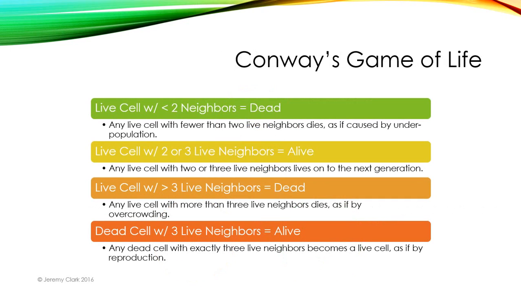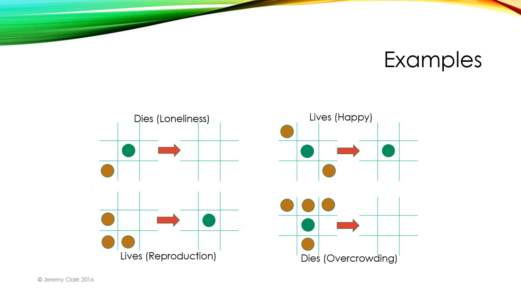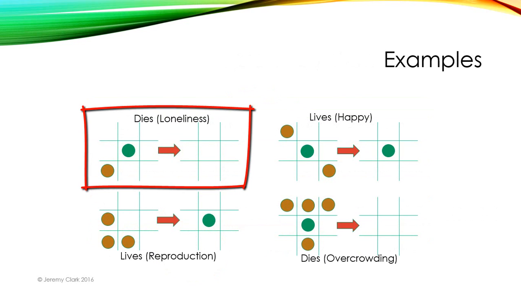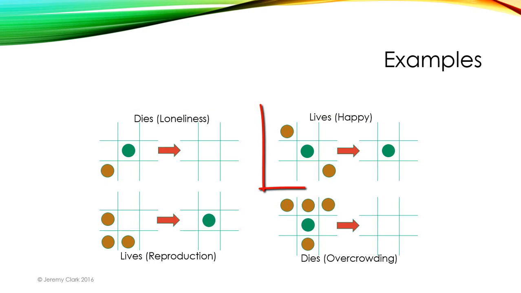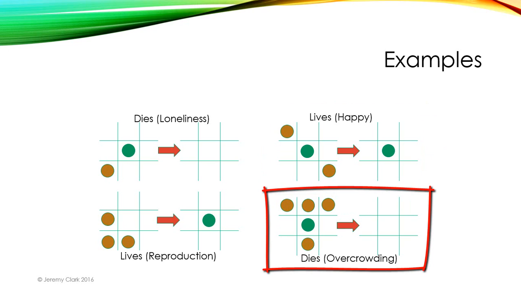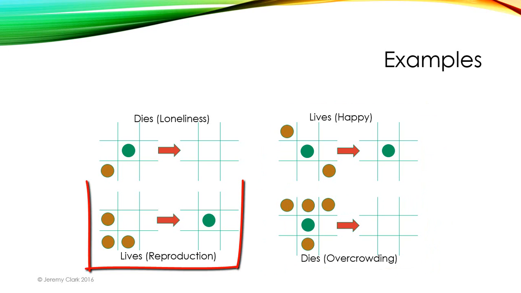Now last time we took a look at Conway's Game of Life. This is a cellular automata simulation, and it has 4 simple rules, and these rules determine whether any individual cell lives on to the next generation. And it's all based on the number of neighbors. So if there's too few neighbors, it will die of loneliness. If it has exactly the right amount of neighbors, it will stay alive to the next generation. If there's too many neighbors, it will die from overcrowding. And if there's exactly 3 live neighbors, then a dead cell can become a live cell due to reproduction.